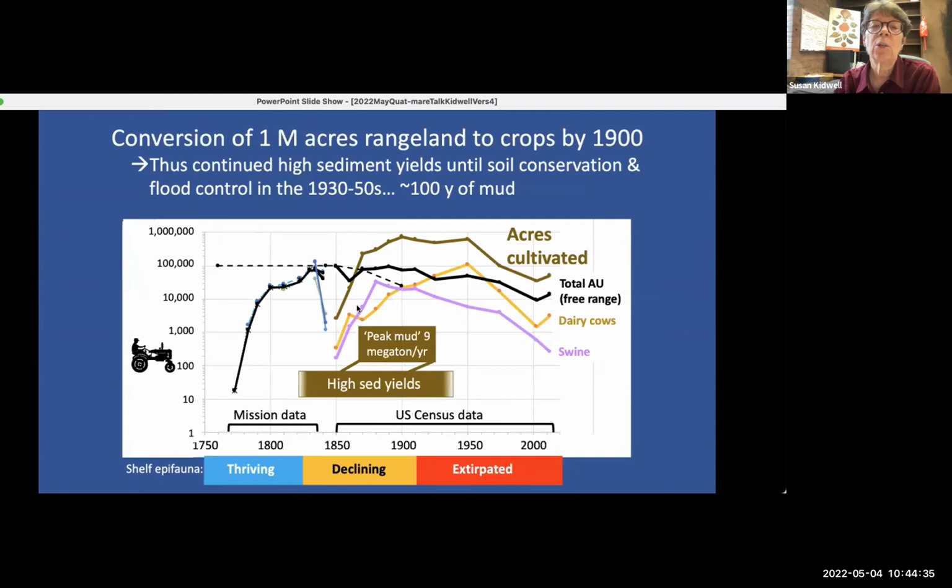And then with statehood, all of that 1 million acres was converted by 1900, again exponentially, to cultivation. But of course, this was before soil conservation. And you have even higher solid sediment runoff from poorly managed agricultural lands. So I think we had fundamentally 100 years of elevated mud, peaking at around 9 megatons per year, which is about what you get from famously muddy rivers such as the Eel River.